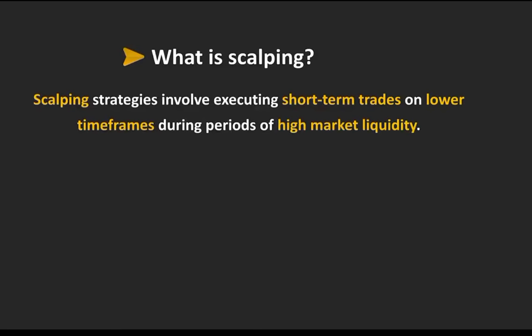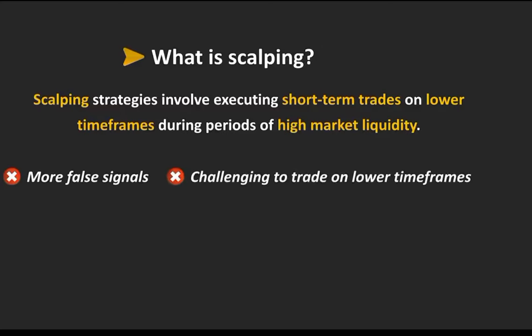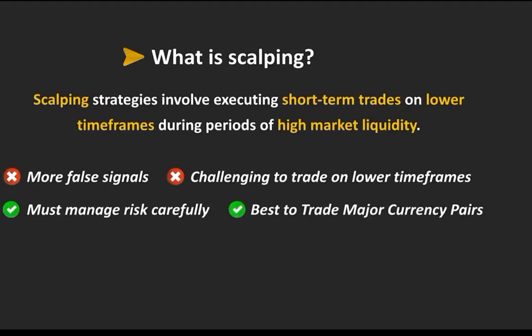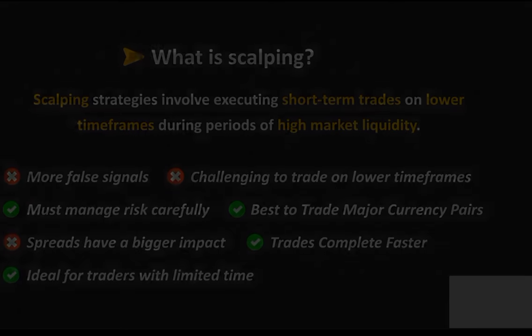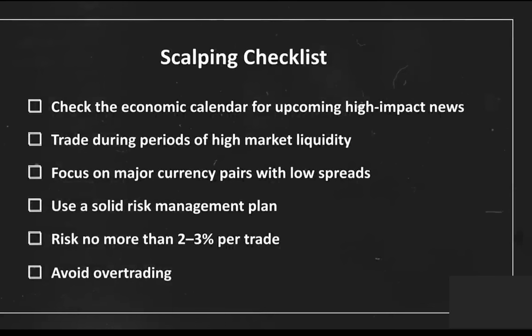Before we start, it's worth mentioning that scalping strategies involve executing short-term trades on lower timeframes during periods of high market liquidity. Scalpers face more false signals because they are dealing with lower timeframes. Therefore, they must manage risk carefully. It's also best to trade major pairs that have lower spreads, especially since spreads matter when targeting 10-20 pips. However, trades usually finish within an hour, making scalping ideal for those who want quick results without spending long hours on the charts. So here's a checklist that every scalper should follow before analyzing the chart and placing trades.